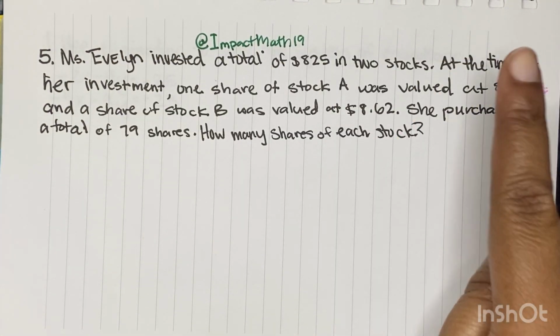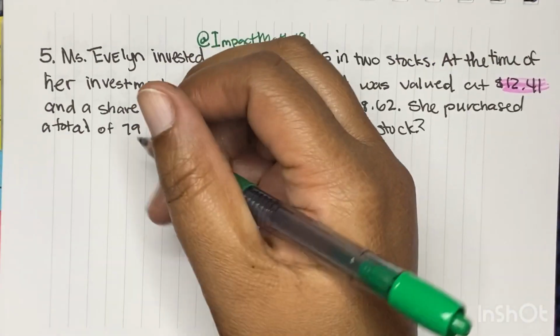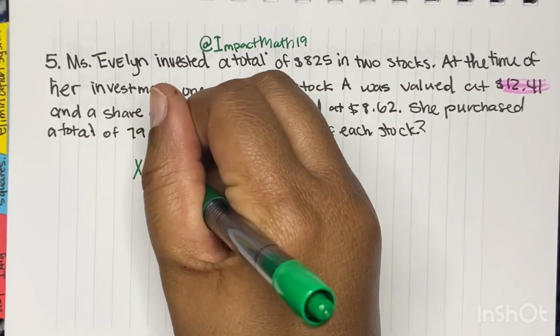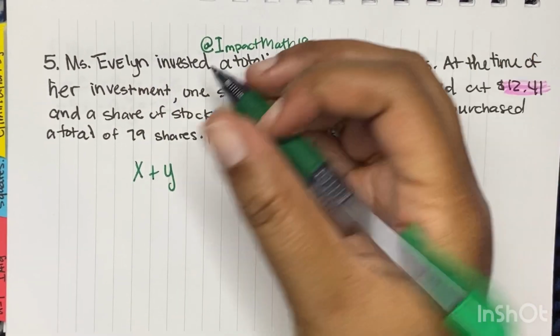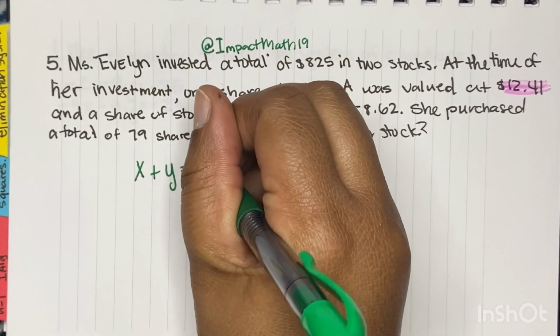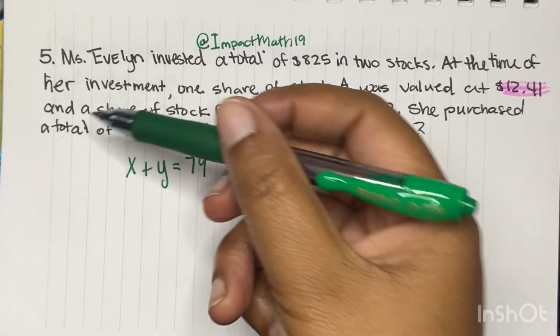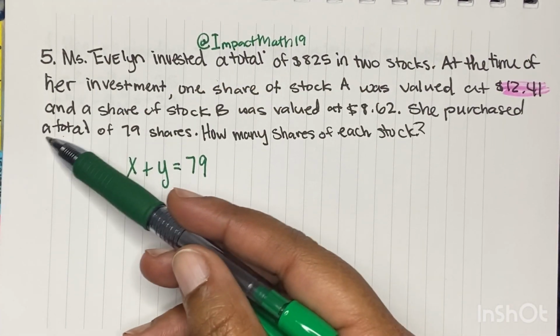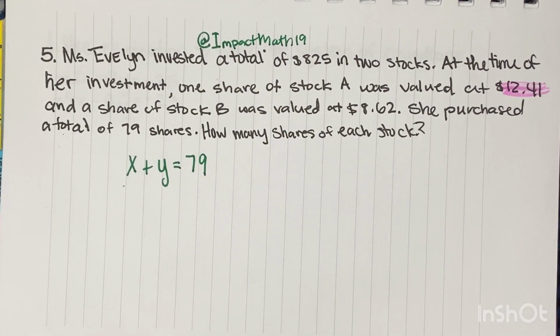So we know we have stock A and stock B. So let's say X plus Y, okay? This is going to be A, this is going to be B, equals. Now, how many shares did I buy total? I bought 79 shares in total. So all the shares I have is 79.